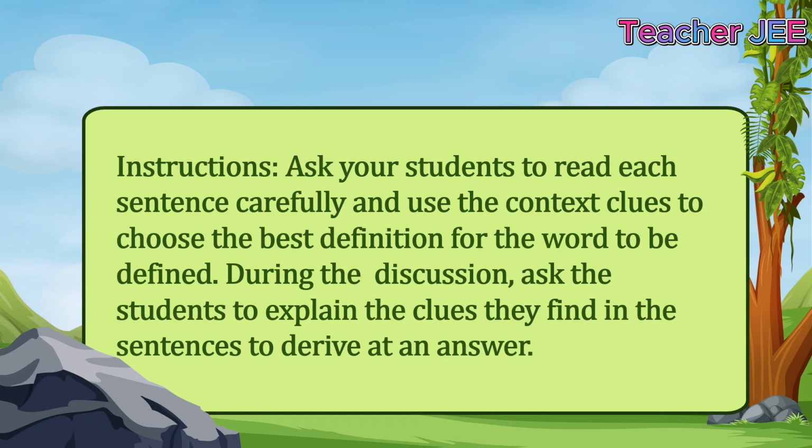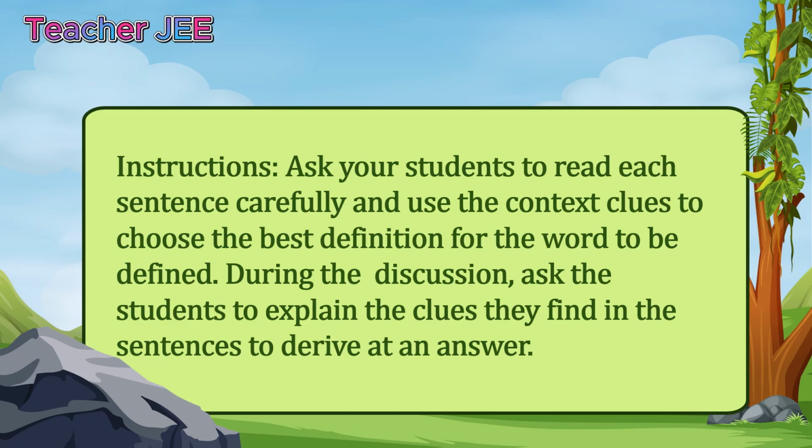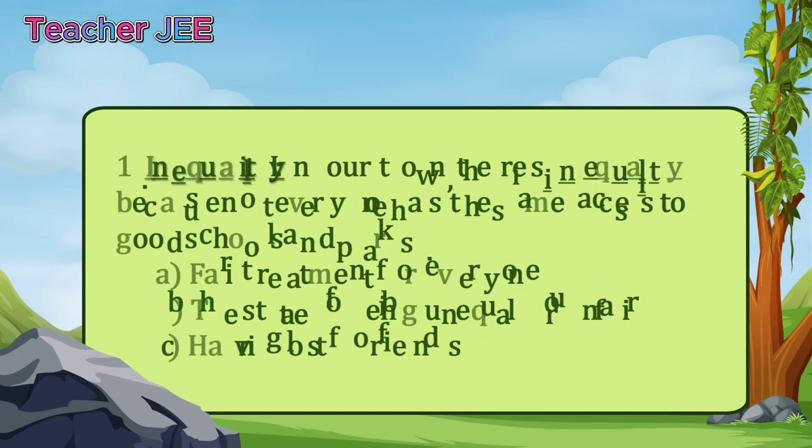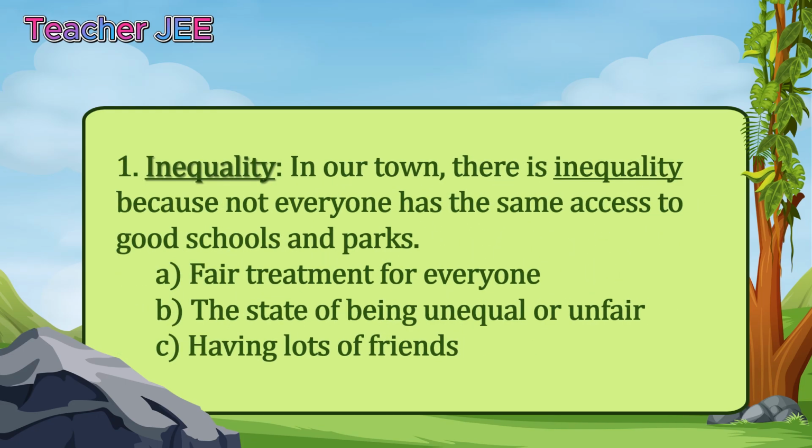Instruction. Ask your students to read each sentence carefully and use the context clues to choose the best definition for the word to be defined. During the discussion, ask the students to explain the clues they find in the sentence to arrive at an answer. Just pause the video while they are reading or doing the activity. Number 1. Just pause the video and continue right after.